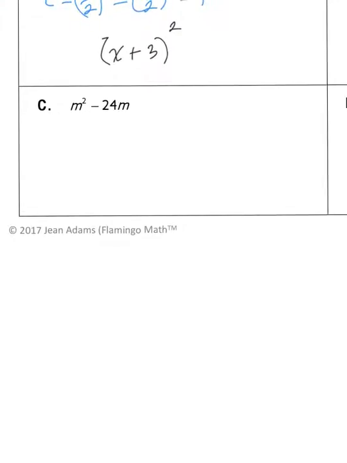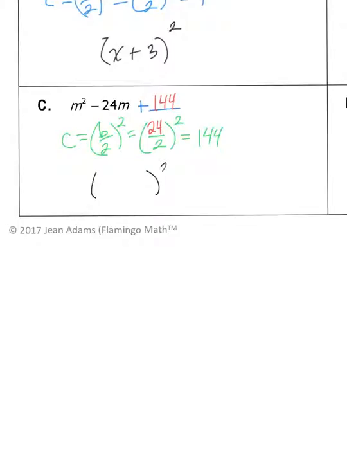Then for C, my c is b over 2 squared. My b is 24. 24 divided by 2 is 12. 12 squared is 144. And then if you were to factor this, you would have m minus 12.